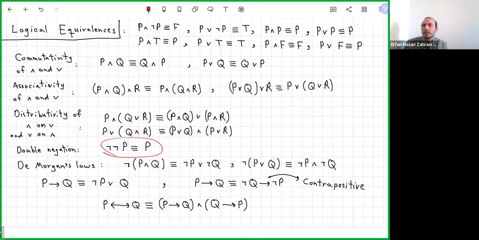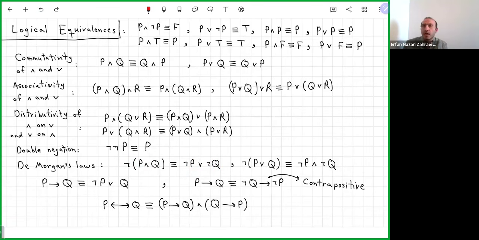Then we have some other ones about negation. Double negation is equivalent to the original proposition. De Morgan's law is about how the negation acts on and or. So negation applied to and, basically you distribute negation, but you switch the and to or. And if it's or, you switch it to and. You distribute negation, and then you switch the operator in the middle. That's called De Morgan's law.